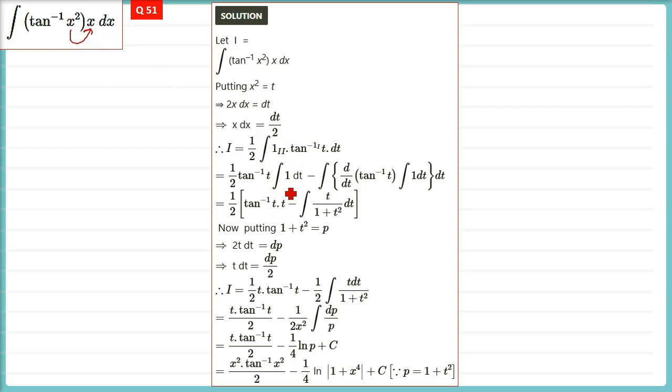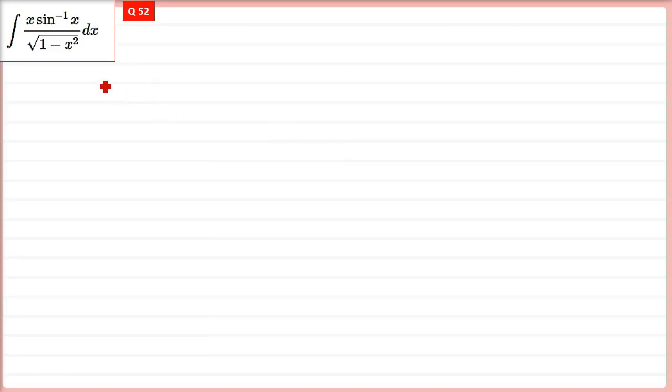So this is very straightforward because if you are following these 50 questions you discussed previously, this will be quite easier for you. So unless you know the previous formulas, it will be very difficult. Now we have x sin inverse x divided by under root 1 minus x square dx.